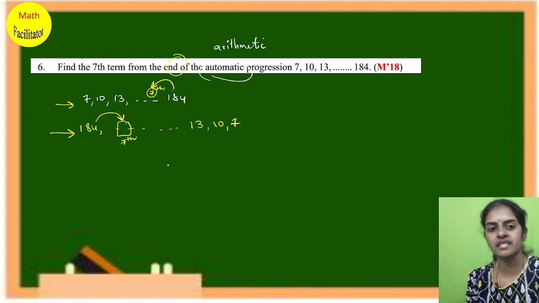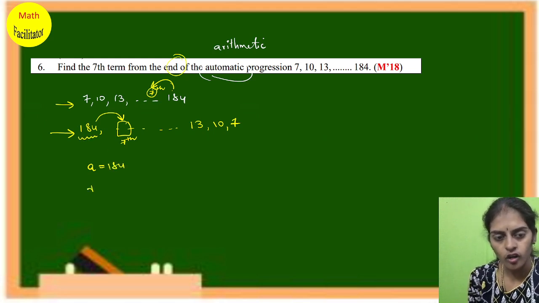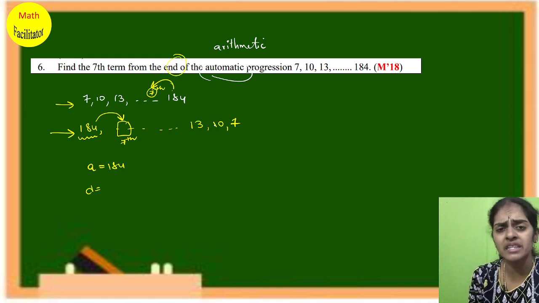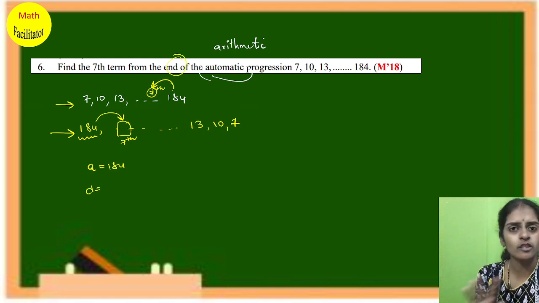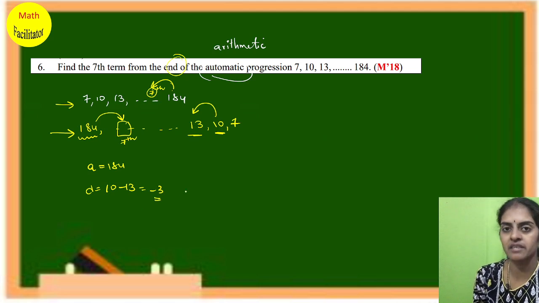Understood? So now see, we already know how to find the seventh term from the start. The first term here is 184. Common difference, how will I get it? Always remember, children, you can get the common difference by taking the difference between any two terms. So I'm just taking the difference between these two, the next term minus the previous term. So 10 minus 13 will give me minus 3. So this is the common difference.